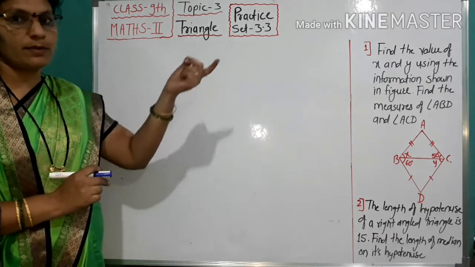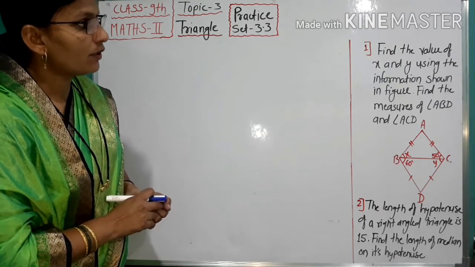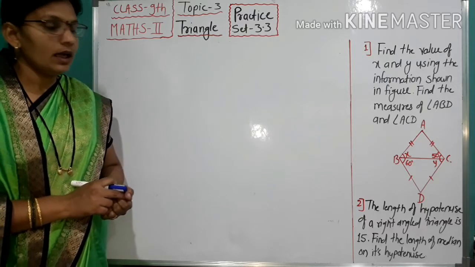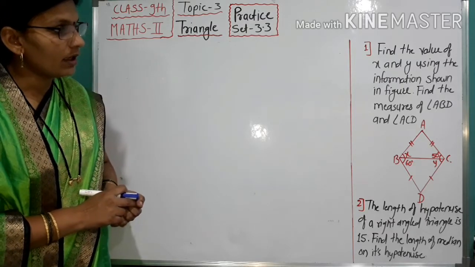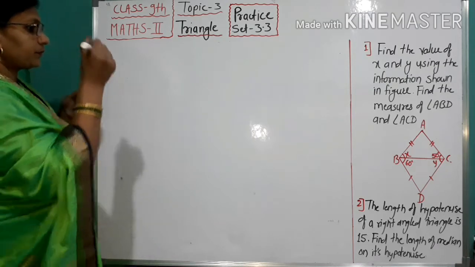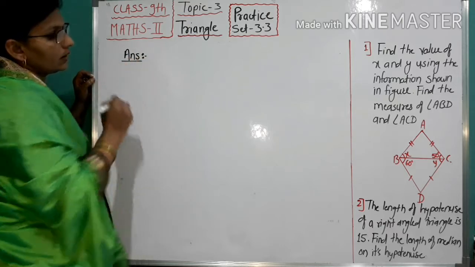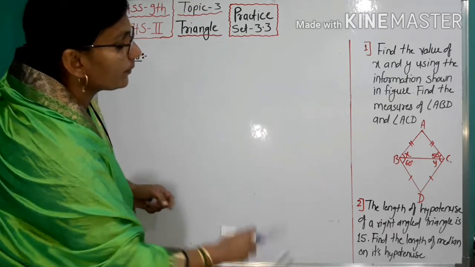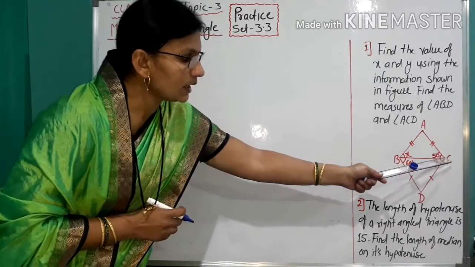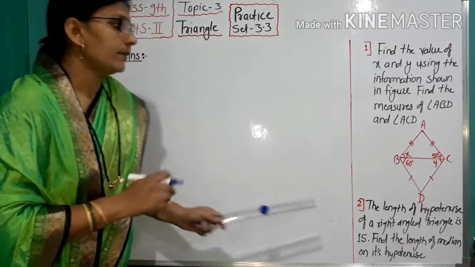Example number 1. Find the value of x and y using information shown in the figure. Find the measures of angle ABD and angle ACD. First, observe the figure. In this figure, in triangle ABC, segment AB is congruent to segment AC.